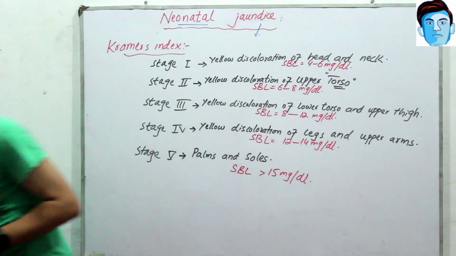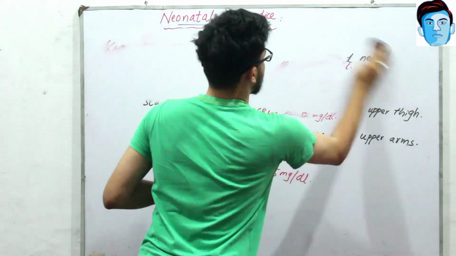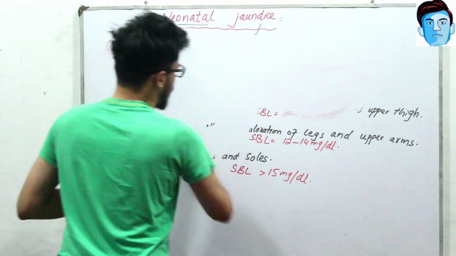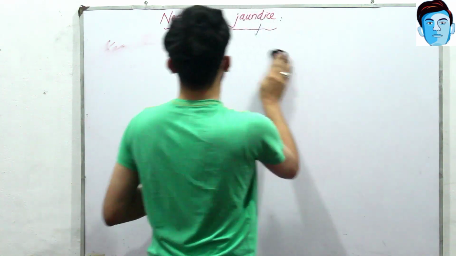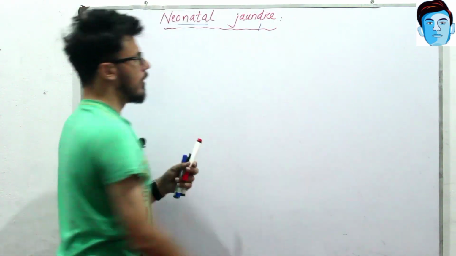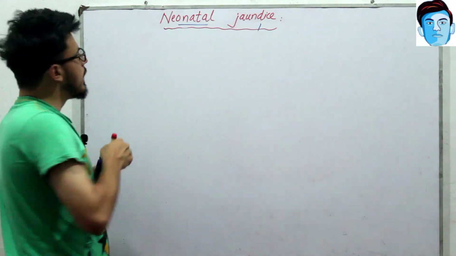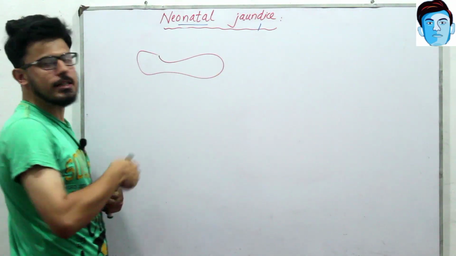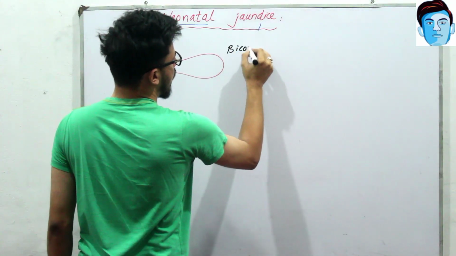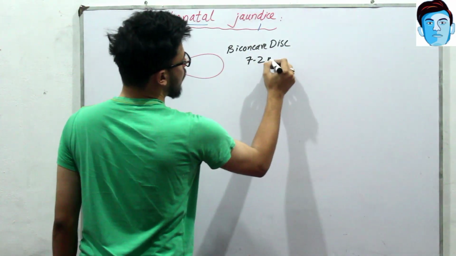Now let's come toward the physiology of neonatal jaundice. How is bilirubin actually formed? Let's suppose this is an RBC. RBC is normally a biconcave disc having a diameter of 7.2 micron.